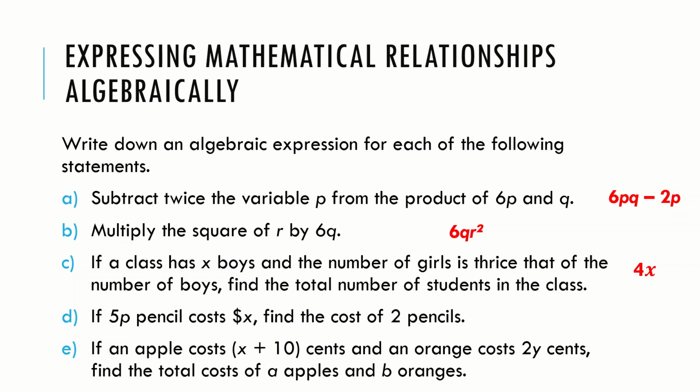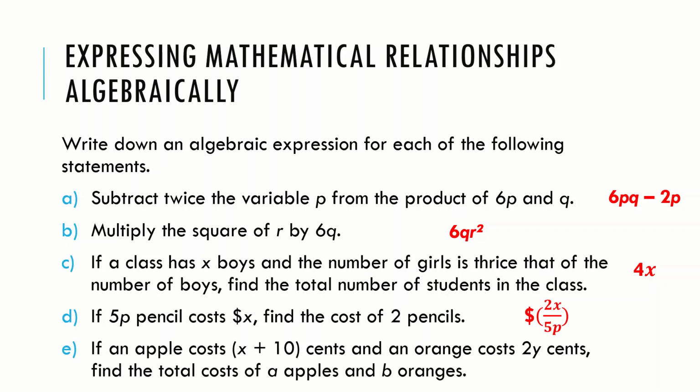If 5p pencils cost x dollars, find the cost of 2 pencils. So 5p equals x dollars, so the cost of 1 pencil will be x out of 5p. So 2 pencils will be 2x out of 5p.